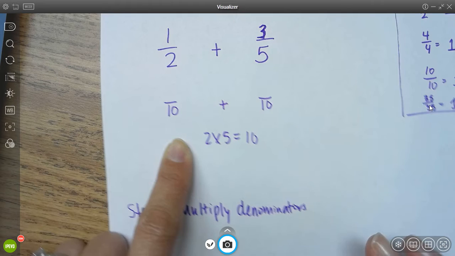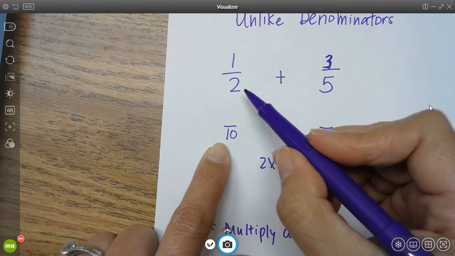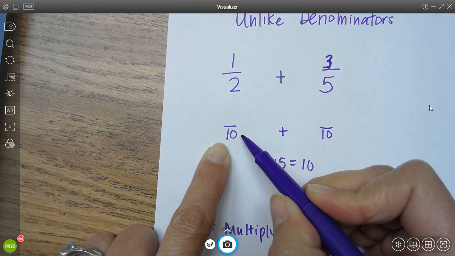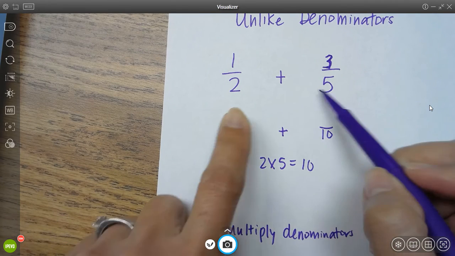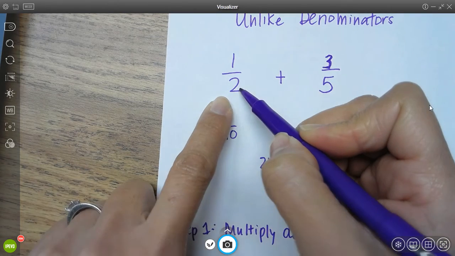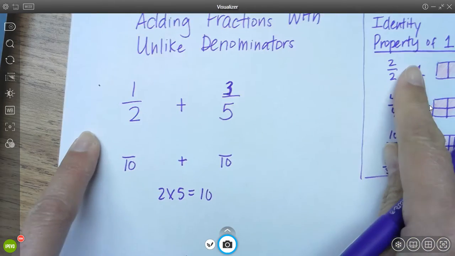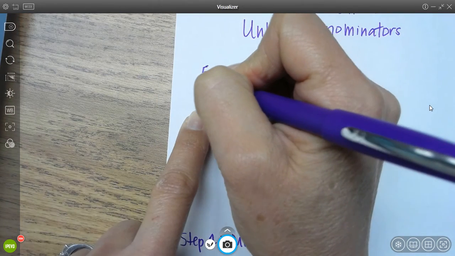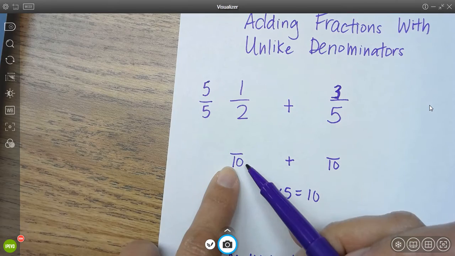Now, how do I get there? How does my 2 become a 10? We have to multiply. Think of a number. 2 times what number makes 10? 2 times 5 equals 10, right? We're basically taking the other denominator. Now, if I'm going to change the 2 into a 10, I'm going to multiply it by 5. And I'm going to use the identity property of 1. I'm going to multiply 1/2 by 5 over 5, because 2 times 5 is 10. That's what I want to get to.